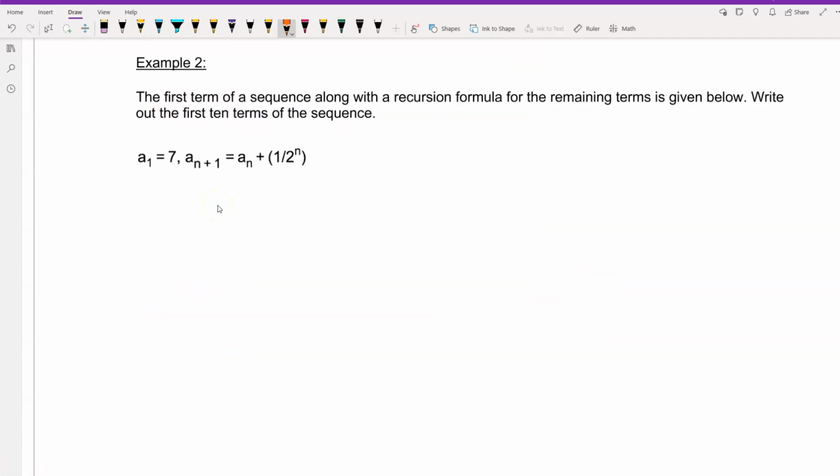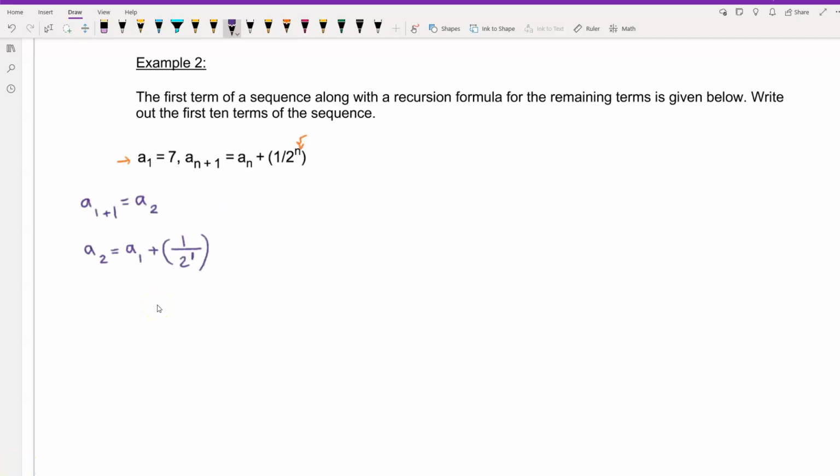The first term of a sequence along with a recursion formula for the remaining terms is given below. Write out the first 10 terms of the sequence. What is given here: a sub 1 is equal to 7, and a sub n plus 1 is equal to a sub n plus 1 over 2, and here the power is n. So we have 1 over 2 to the nth power.